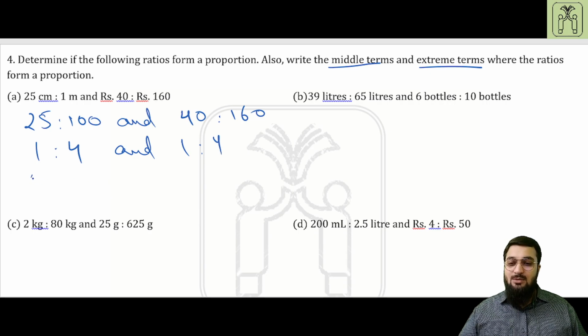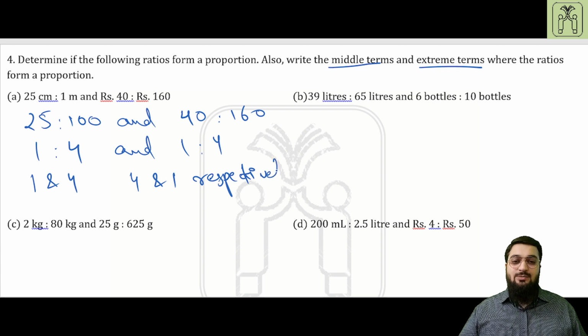So extreme terms are 1 and 4 and middle terms are 4 and 1 respectively. You must write respectively, otherwise the teacher will get that you are not respecting and he will cut off the marks. Okay, just kidding.